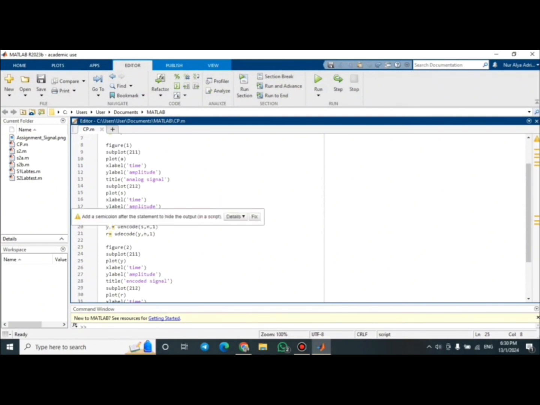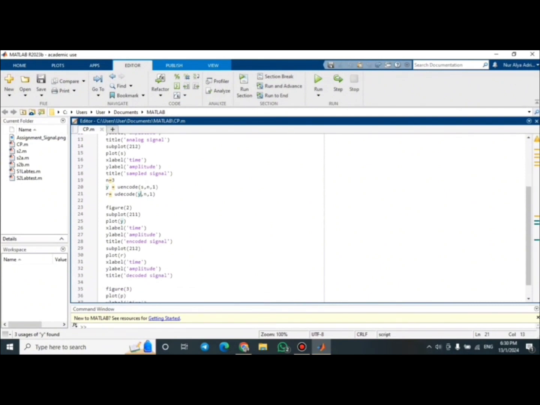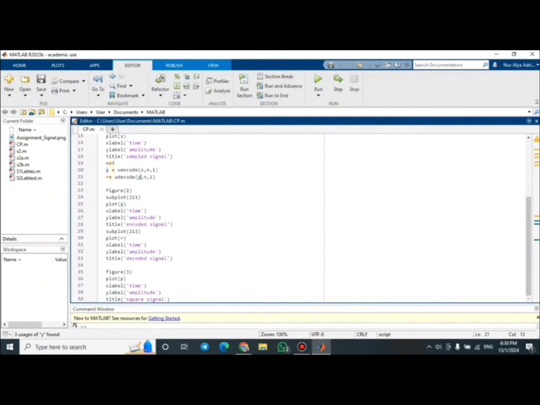Y equals u encode and R equals u decode. With u encode, the S will be stored in Y. Meanwhile, Y will be stored in R. So the next line is figure 2. In figure 2, plot Y refers to the encoded signal. The X and Y labels are still the same, time and amplitude. The next output, plot R, refers to the decoded signal.